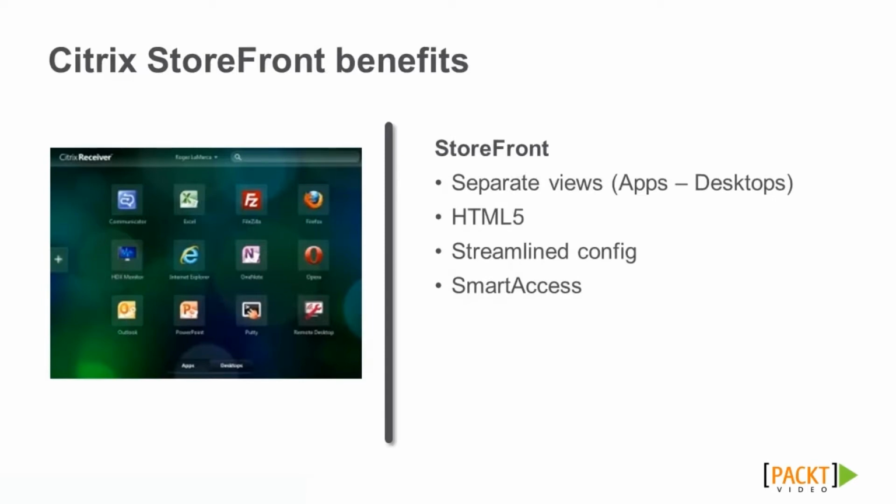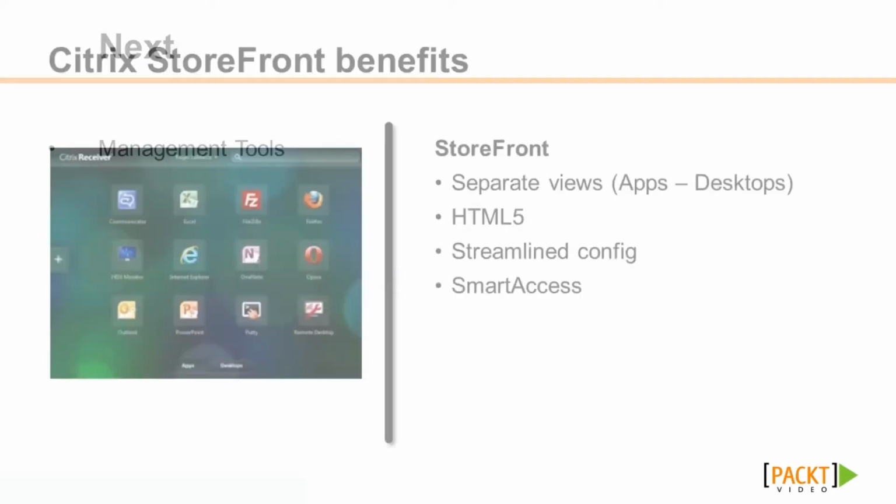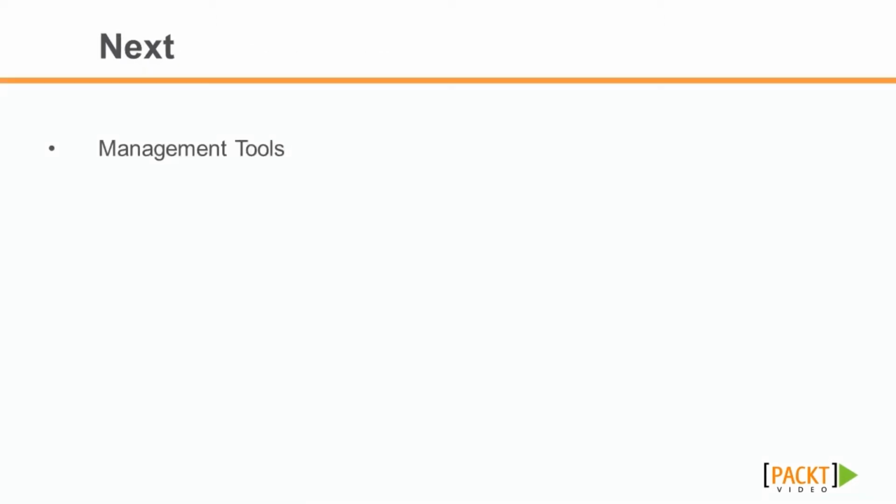When both desktops and applications are available from a site, Receiver for Web displays separate desktop and application views. You can install Receiver for HTML5 on your Storefront server to enable users with compatible browsers to access applications using Receiver for HTML5. The initial configuration process has been simplified using a wizard, and if you are using the Access Gateway, you can also use Smart Access to control user access to XenDesktop and XenApp resources using Access Gateway policies. In the next section, we will talk about management tools for XenApp.